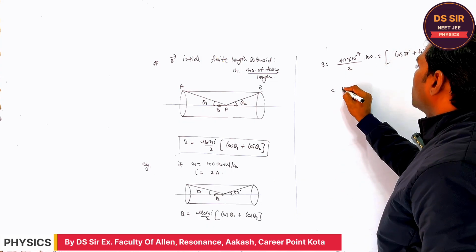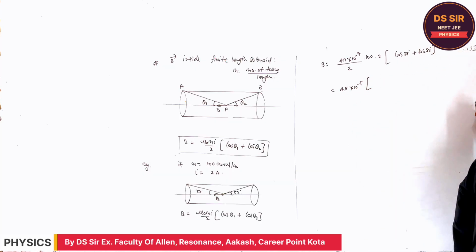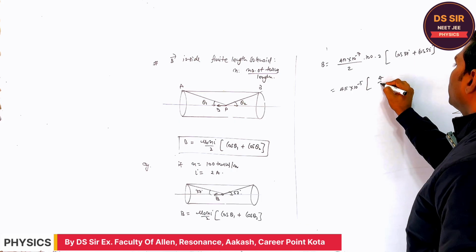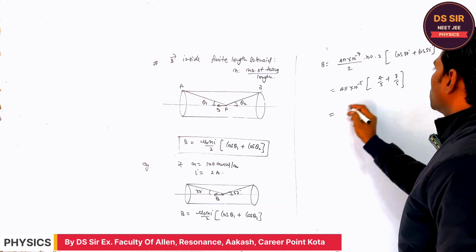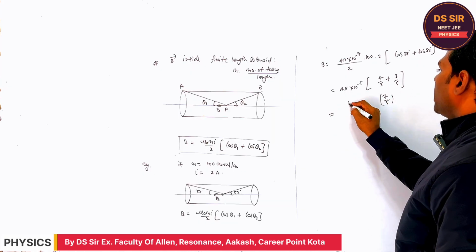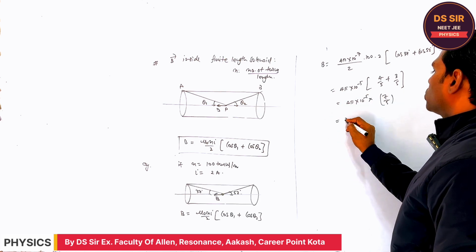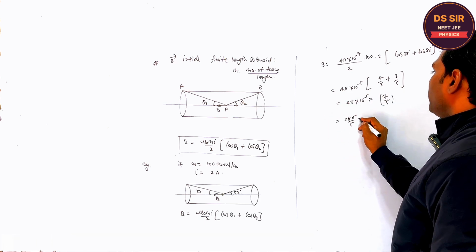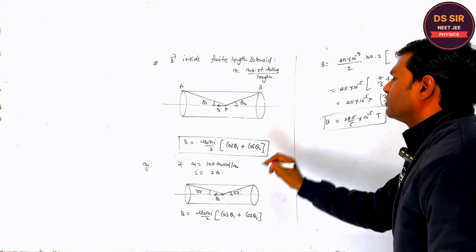So the 2 will cancel out, and we get 4 pi into 10 to the power minus 5. Cos 37 is 4 upon 5, and cos 53 is 3 upon 5. So the sum is 7 upon 5, multiplied by 4 pi into 10 to the power minus 5. So it is 28 pi by 5 into 10 to the power minus 5 Tesla. Is it clear or not, you tell?